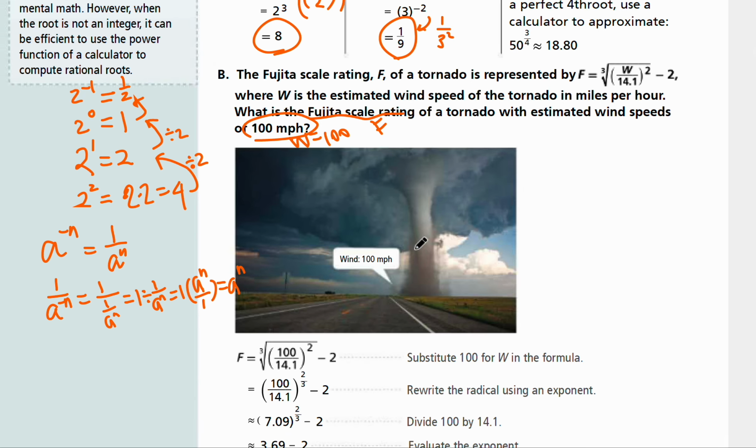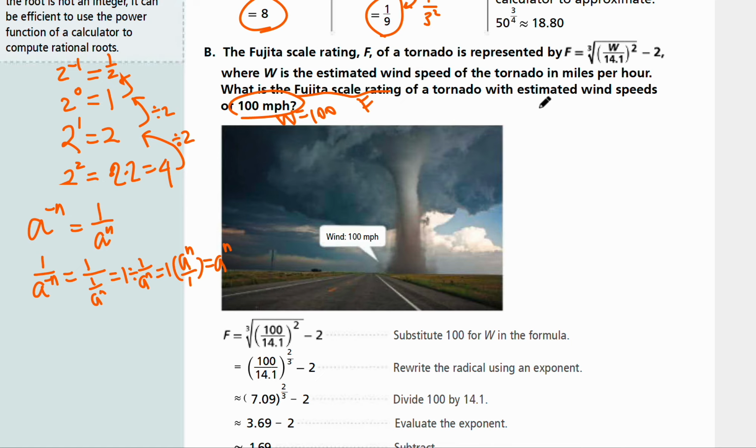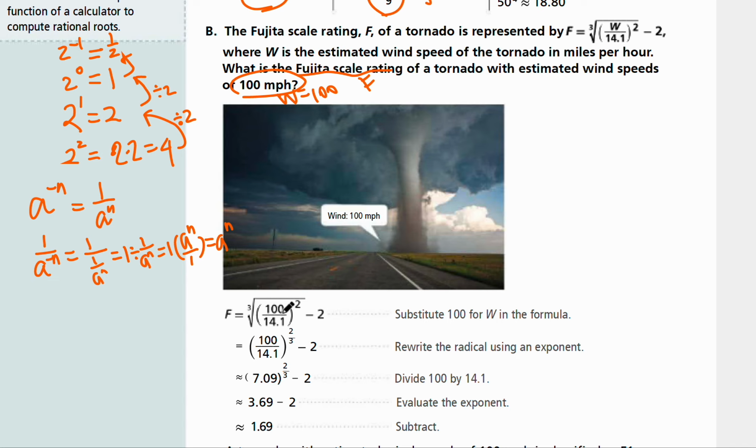And so you write the equation with the substitution of 100 instead of W, and then you solve that equation. You can simplify as much as you can, but this is not going to be an exact answer either. So you'll be able to use a calculator to divide that as well. But you need to know how to evaluate the exponent by yourself, or simplify your equation by yourself, using the properties of exponents.